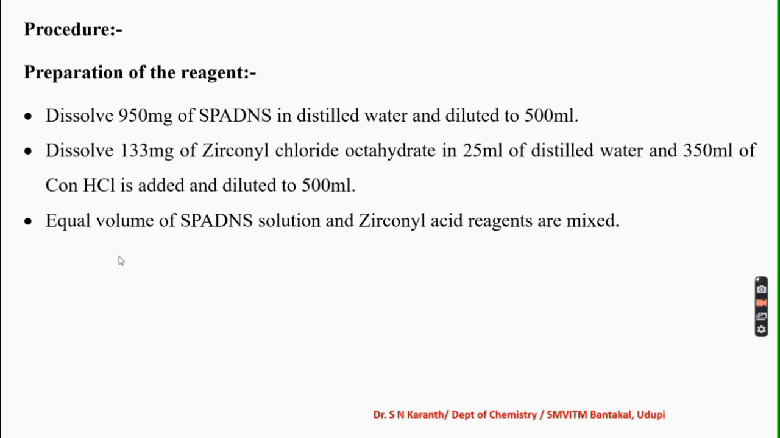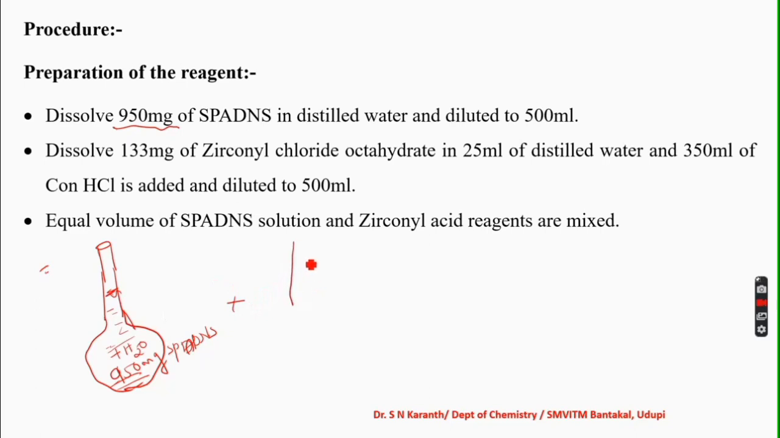In the preparation of the reagent, to prepare the zirconium SPADNS reagent we take around 950 milligram of SPADNS reagent in 500 ml of reagent water. To that, we introduce a little amount of distilled water until the crystals dissolve completely. Then it is diluted to 500 ml.